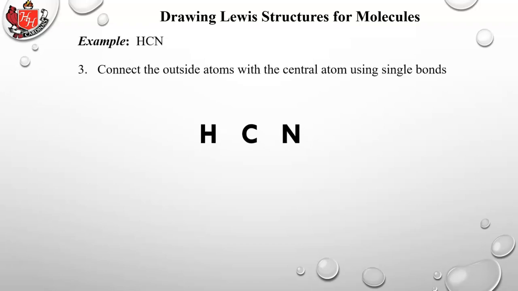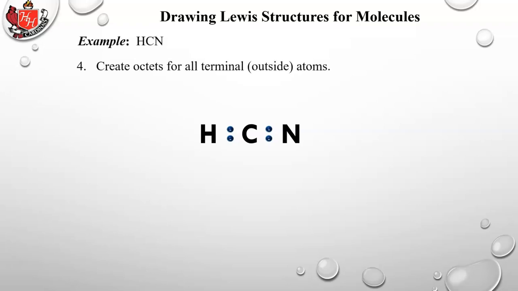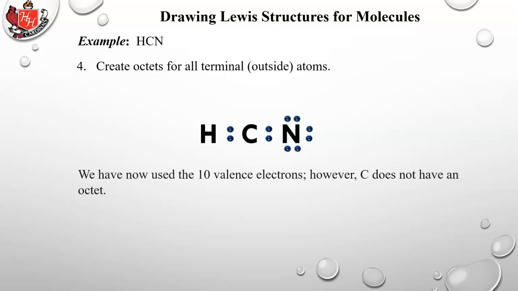Okay, so connect the outside atoms with the central atom using single bonds. So there we go. That's 4 of the 10 electrons right there. And then we create octets for all terminal atoms. Well, hydrogen already has an octet. So we create one around the nitrogen, and you can see that we've used 10 electrons. So there we have all 10 electrons.